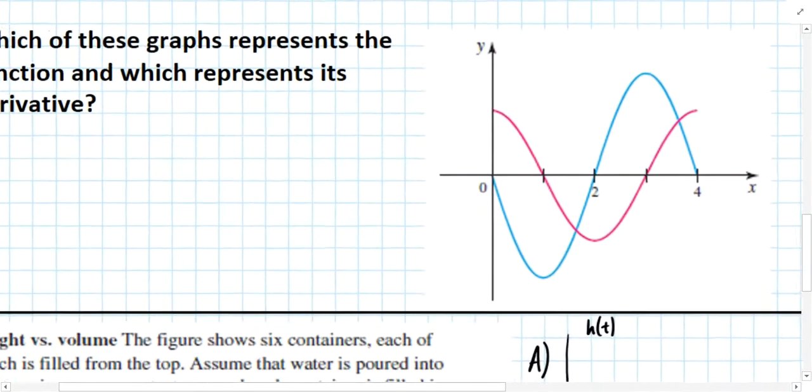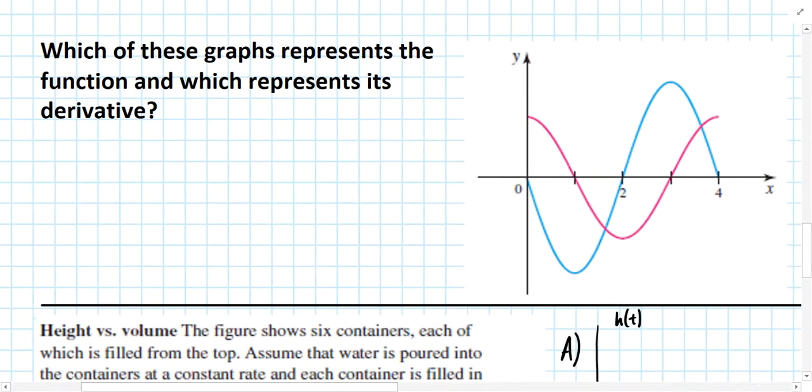So with that in mind, here's a challenge question. I have a red graph and a blue graph, and I want to know which of these, the red graph or the blue graph, represents the function, and which one represents the function's derivative. One graph is the derivative function of the other. Can you tell which is which? Pause the video now, try this problem, and resume playback in a moment to check your work.